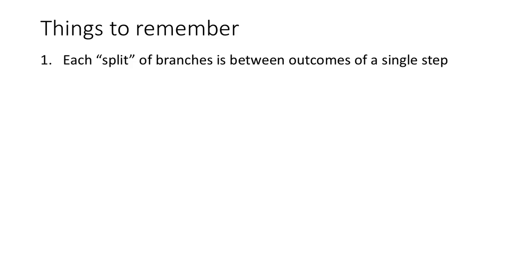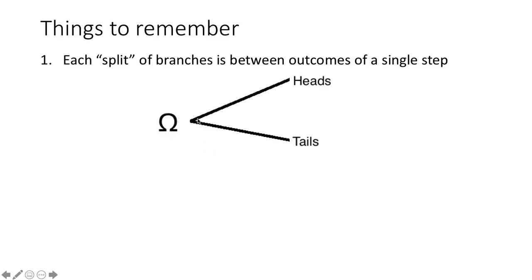Now, a reminder of the things that people tend to forget, or tend to have the most trouble with in getting used to this, and that you'll need practice in overcoming. There is this one, that each split of branches is between outcomes of a single step. We already said this. When your branches split off, you're not splitting off into hay and then slop, right? You'd have all the possibilities for hay as branches coming out of the beginning. In this case, if I'm flipping a coin, I have all the possibilities for the result of flipping the coin growing out of these branches here.